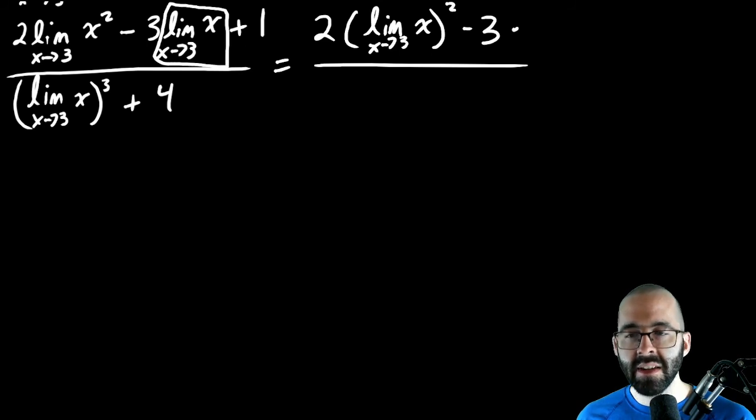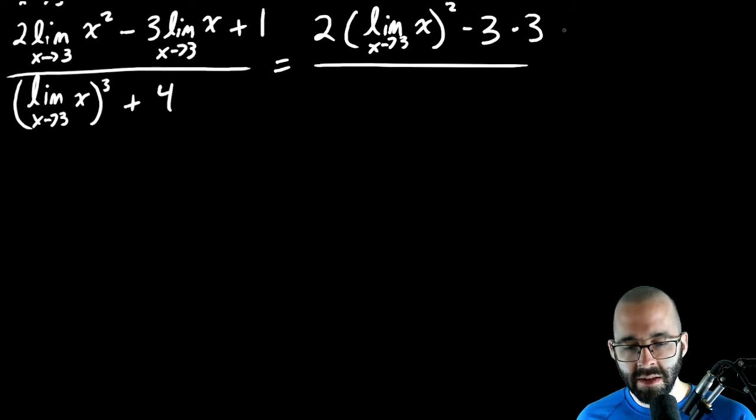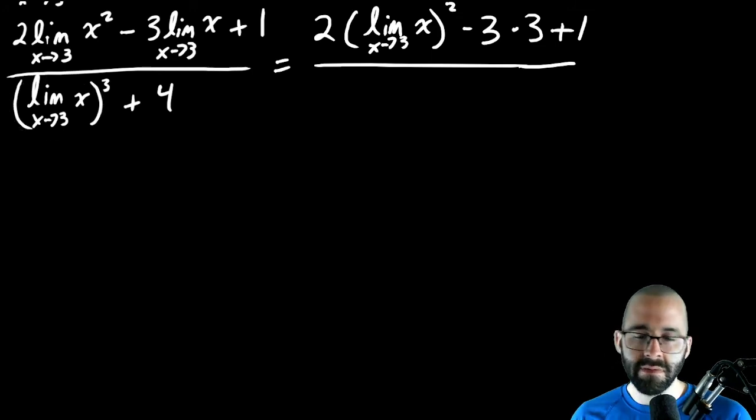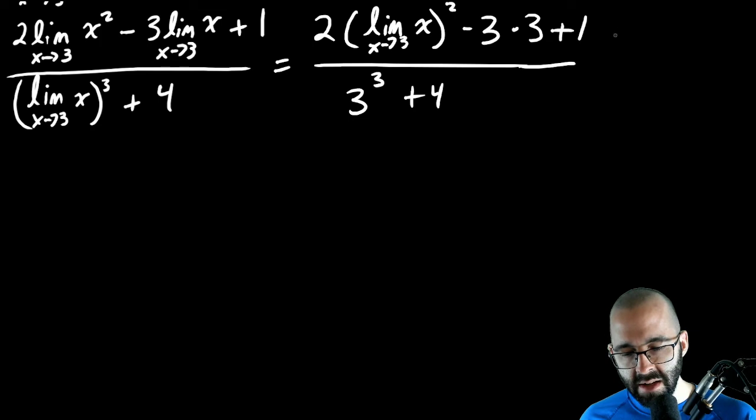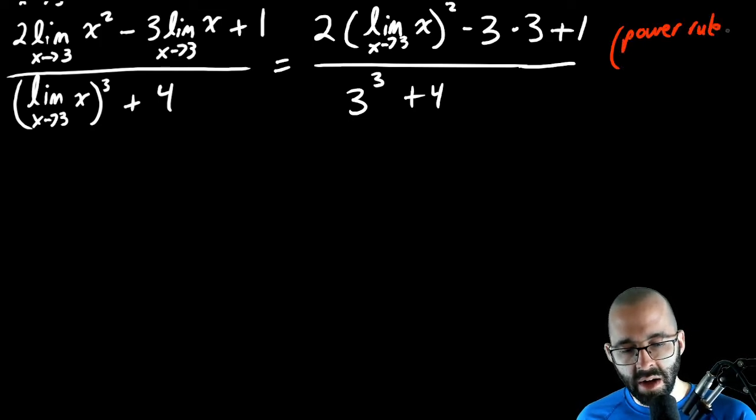What is this limit? As x approaches 3, x is approaching, well, 3. We still have that plus 1 at the end. And the bottom again, as x is approaching 3, x is approaching 3. It becomes 3, and then we still have that cubed from before. Now we're almost done. Again, this is power rule with n equals 2. And again, more of those basic laws.